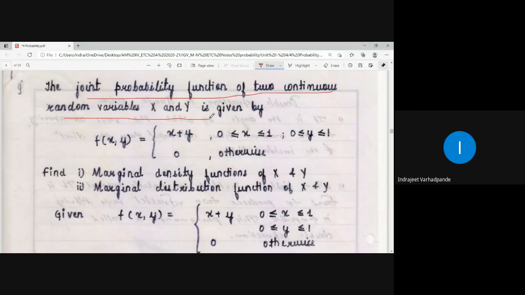What is given over here? The random variables x and y are continuous random variables. How is the joint probability function defined? f of xy is given to you as x plus y. x is in the range 0 to 1, y is in the range 0 to 1, and 0 otherwise is the value of the joint probability function.